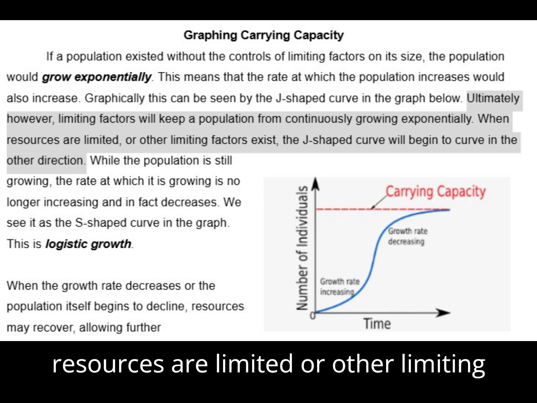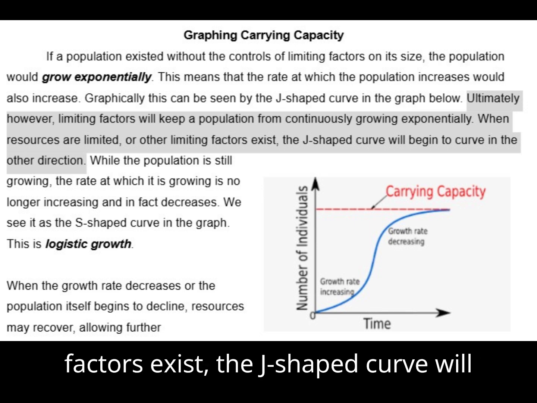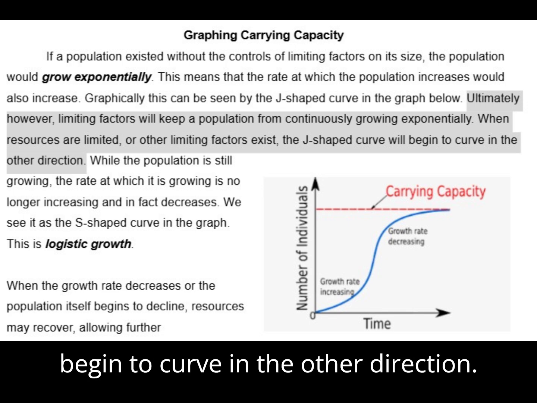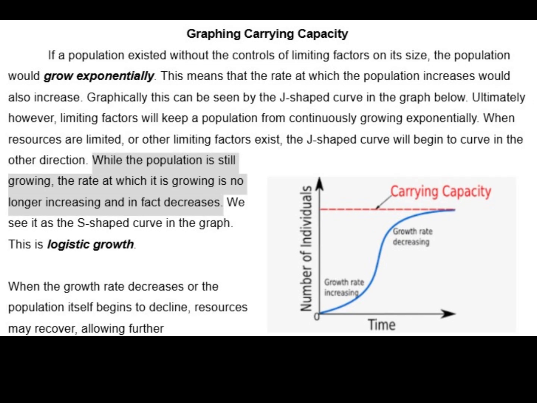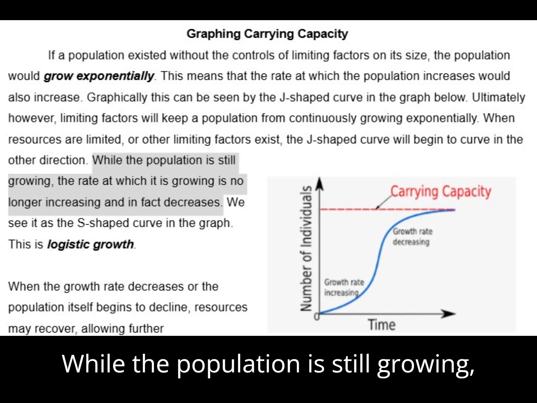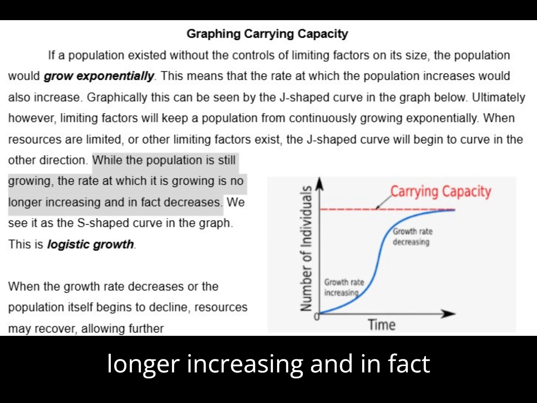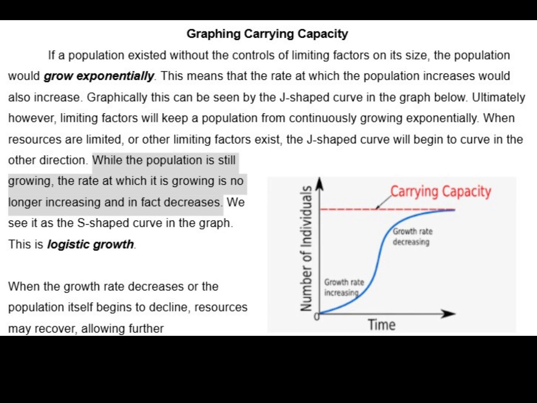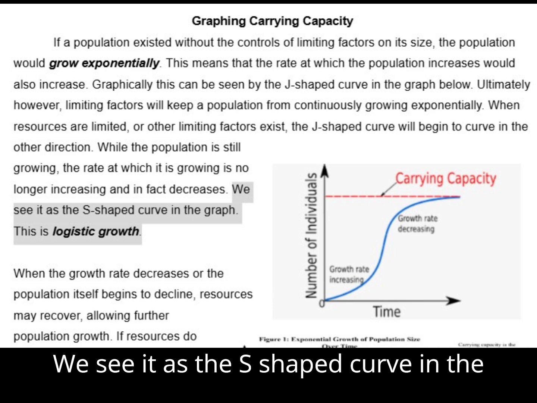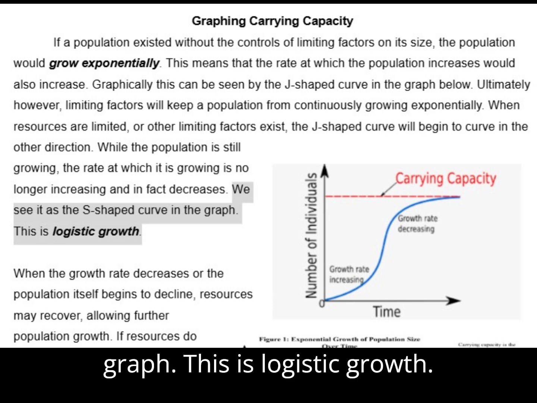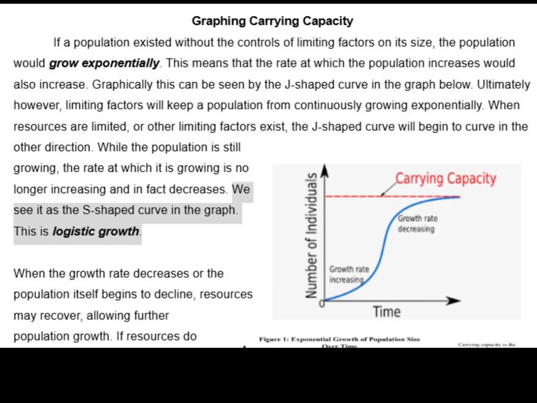When resources are limited or other limiting factors exist, the J-shaped curve will begin to curve in the other direction. While the population is still growing, the rate at which it is growing is no longer increasing and, in fact, decreases. We see it as the S-shaped curve in the graph. This is logistic growth.